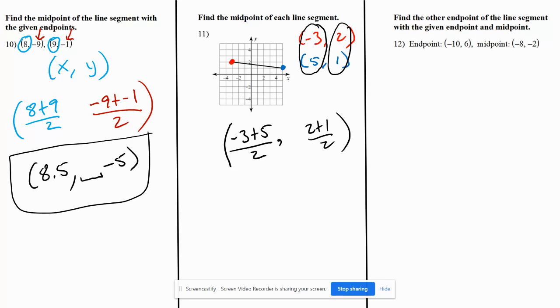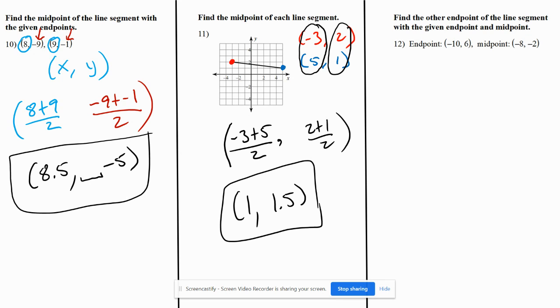All right, so for the x value, -3 plus 5 is 2. 2 divided by 2 is 1. So my x value is 1. For the y value, 2 plus 1 is 3. 3 divided by 2 is 1.5. So those are my coordinates. Don't forget the comma in between the two numbers, and don't forget the space after the comma.